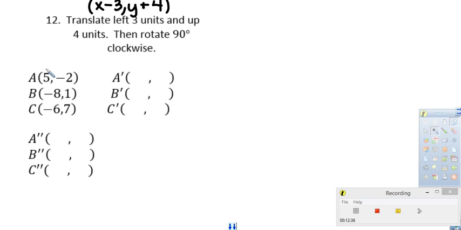Okay, so take your x of 5, subtract 3. What do we get? 2. Good. Take your negative 2, add 4, positive 2. Negative 8 minus 3, negative 11. 1 plus 4, 5. Negative 6 minus 3 is negative 9. And then 7 plus 4 gives me 11.